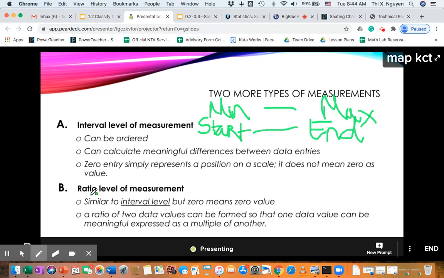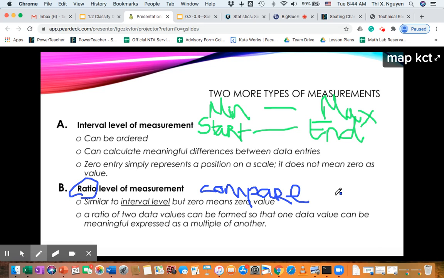So the next one is ratio. We use this all the time. The key word for ratio is to compare. For you seniors, you will apply for college. Some of you have asked me to write you a recommendation letter already, which is due in a couple of days, right? So I'm about to finish.